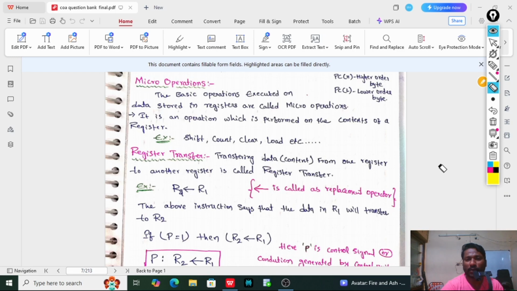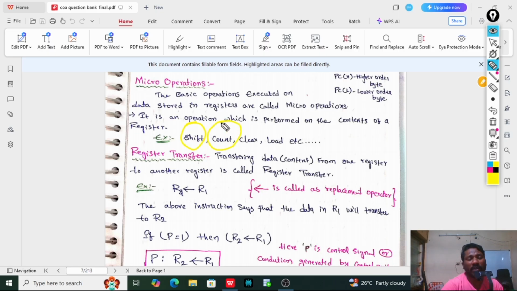Basically we have 3 to 4 types of micro operations. In future we are going to discuss them. So what are the micro operations we have? For example, the shift operation, which shifts register contents either to the left side or to the right side.